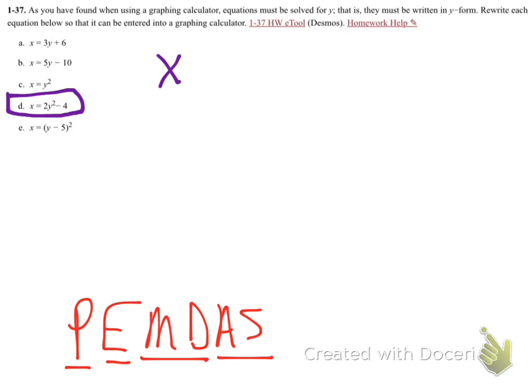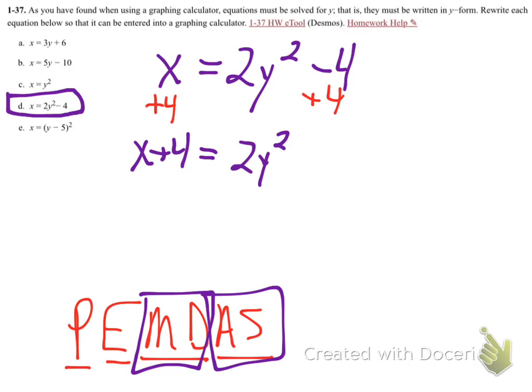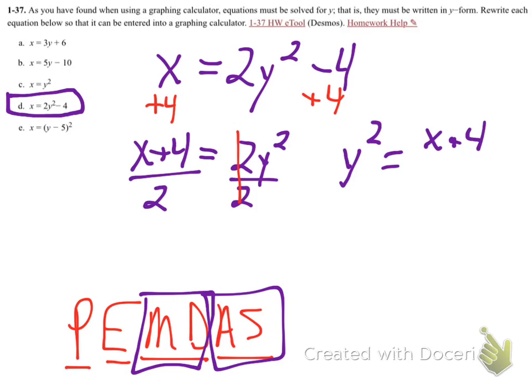Problem D. So we have x equals 2y squared minus 4. I am going to add or subtract here. I have a negative 4 that's being subtracted, so I'm going to need to work with that first. So I will add 4 to both sides, giving me x plus 4 equals 2y squared. I then have a number that's multiplied or divided, so I need to get rid of this 2. I need to divide both sides by 2. That reduces down to 1. So now I have y squared equals x plus 4 over 2.